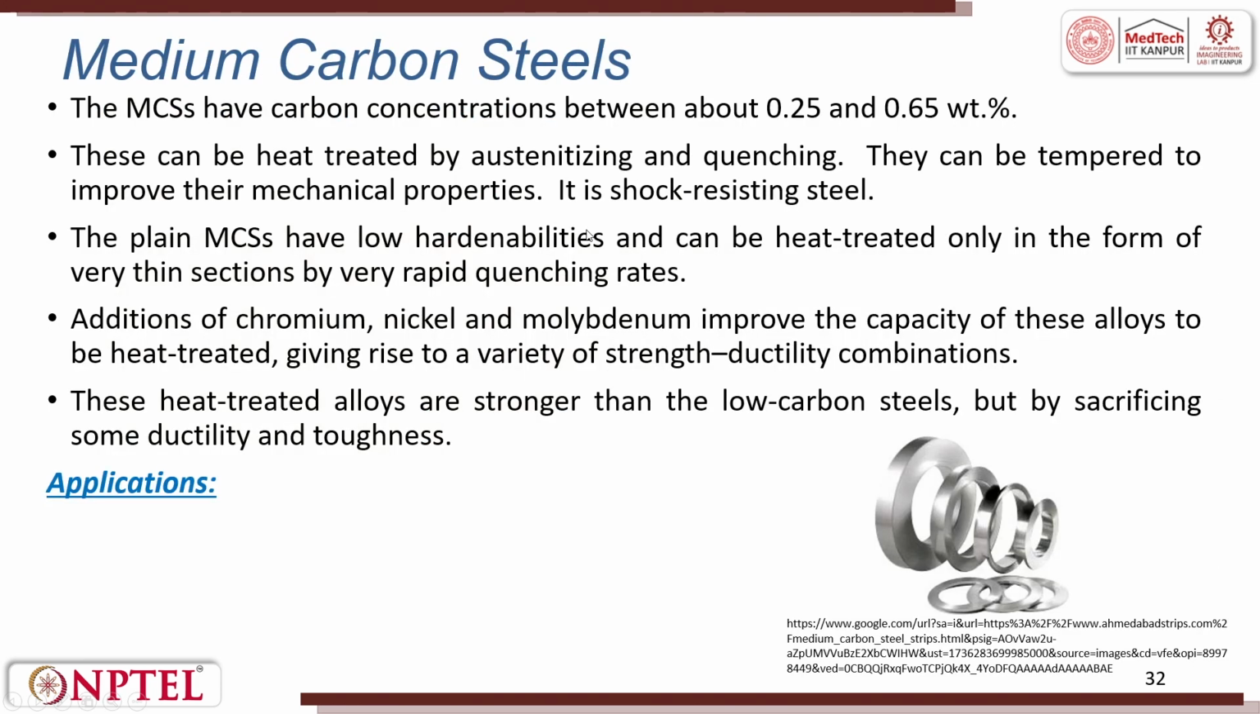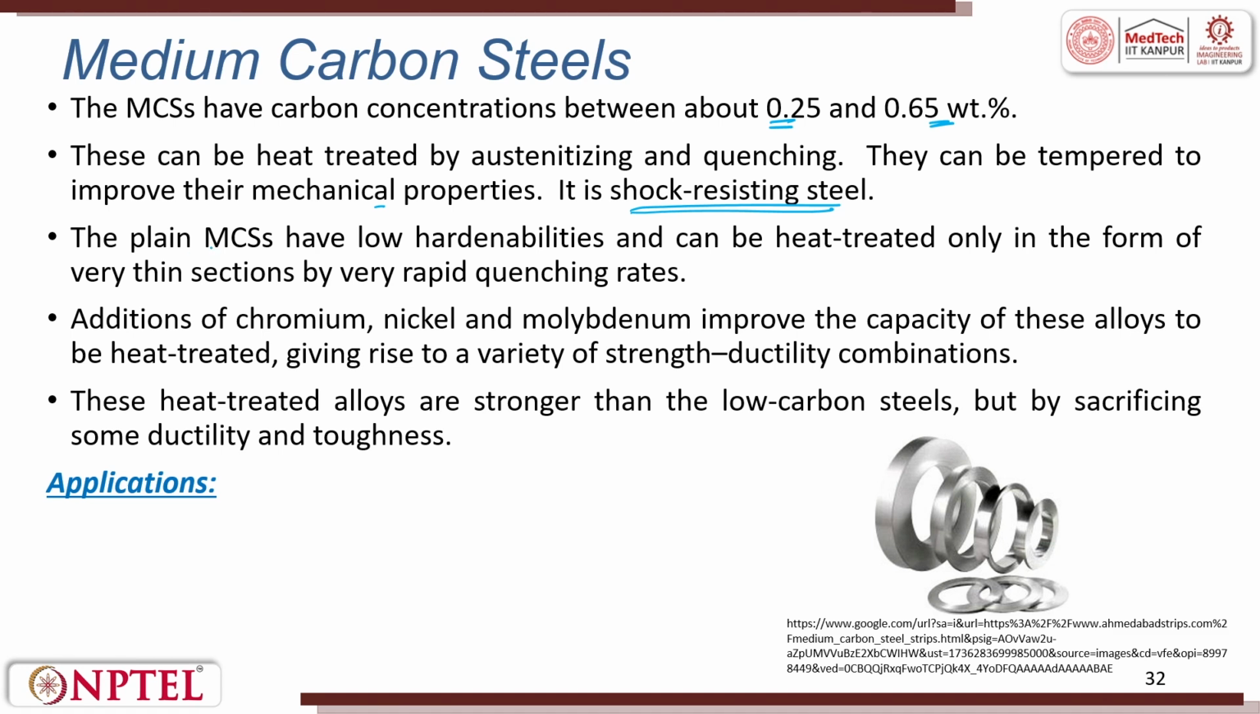When we talk about medium carbon steel, the concentration of the carbon goes from 0.25 to 0.65. They can be heat treated by austenitizing and quenching. They can be tempered to improve their mechanical properties. It is a shock resisting steel. So, for example, good quality springs, leaf springs which are used in automobiles, are made out of it.